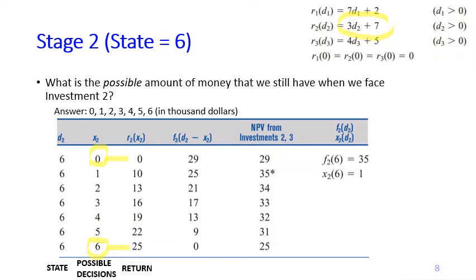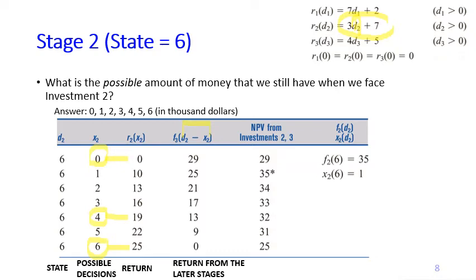And let's say another example, if you invest 4, then the return is 19 because 3 times 4 equals 12 plus 7 equals 19. So that's the return from investment 2. Do not forget to add the return from the later stages, in this case F3 of something. And that something is the amount of money that you have when you begin or when you face investment 3.